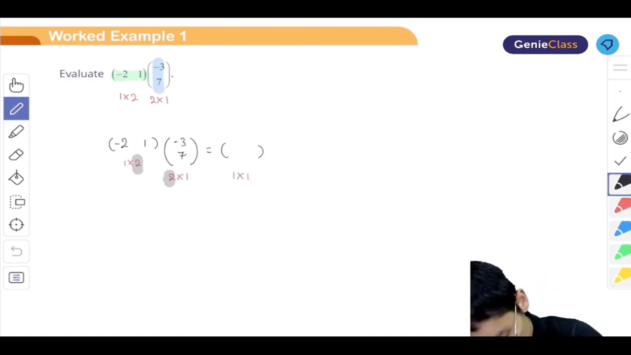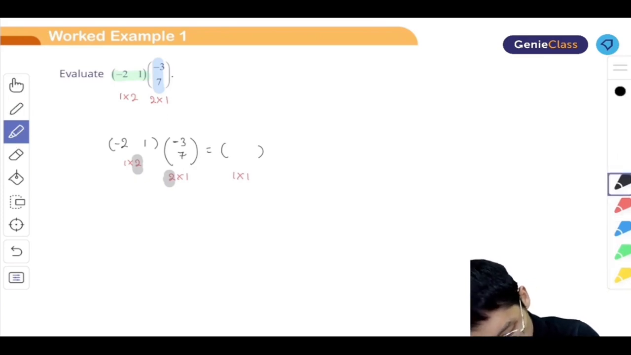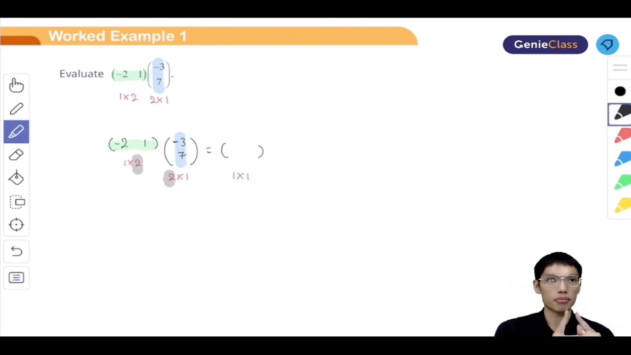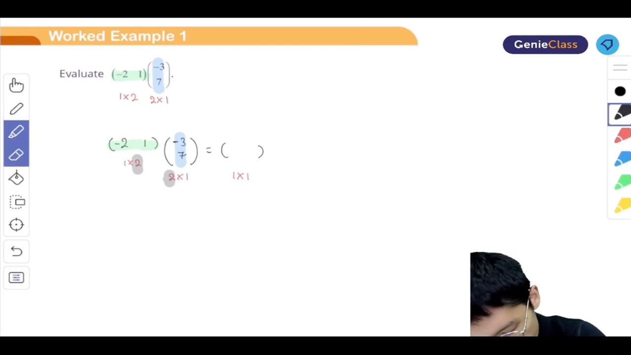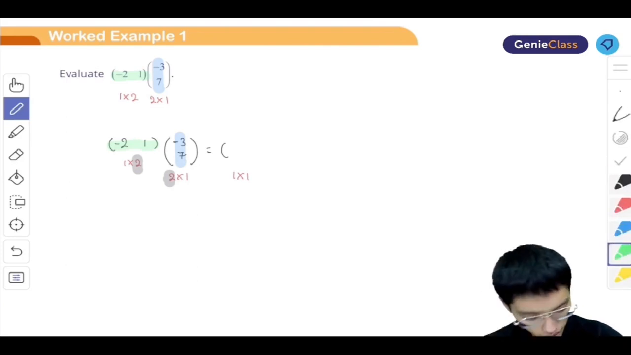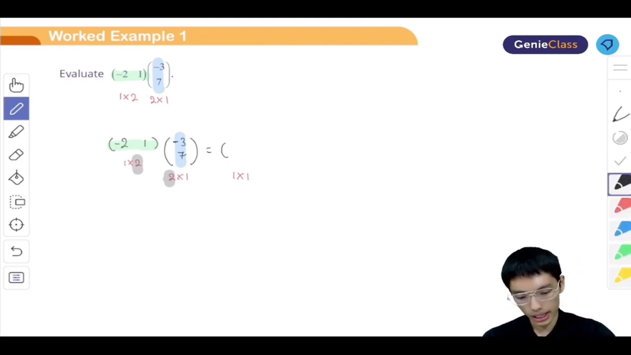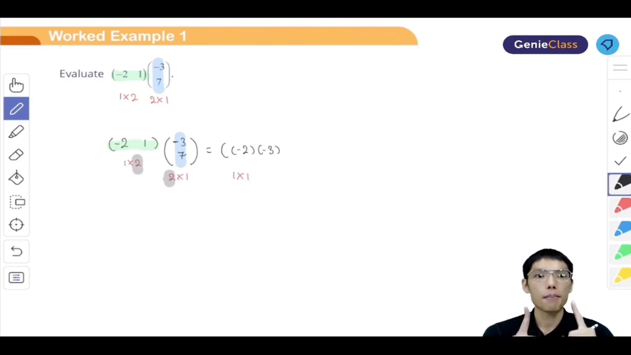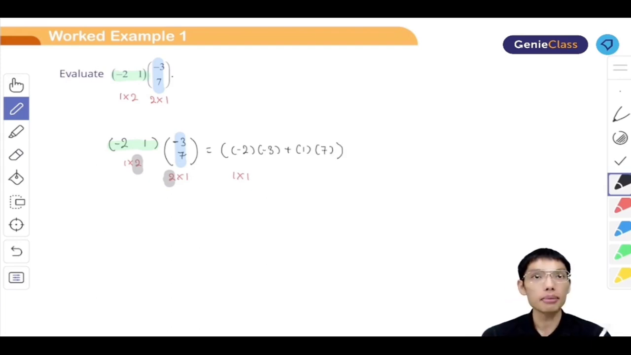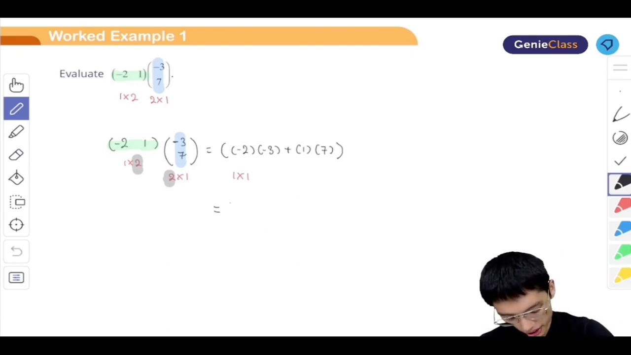Okay, 1 by 1. So how do we multiply? Take note, in this case, it's going to be blue color. Sorry, not blue. I'll just color code the same way. Green and blue. So top with top, bottom with bottom. Okay, so that's where I'm going to have, let me extend this bracket a little. Sorry for that. Wrong one. Okay, let me just extend a little. So that's where you're going to have minus 2 times minus 3 plus 1 times 7. Because it's 1 by 1, you're going to get 6 plus 7, which in this case is 13.